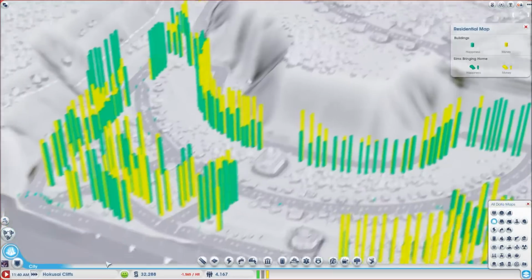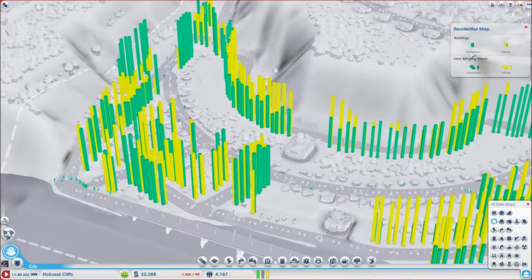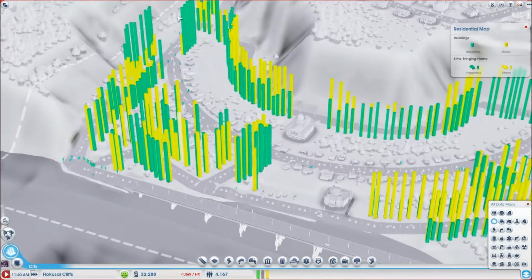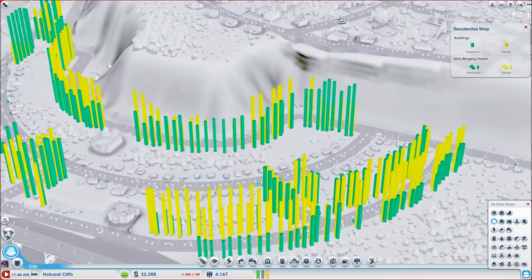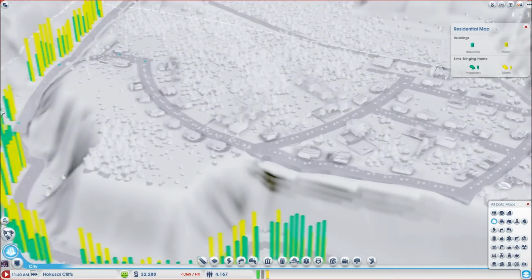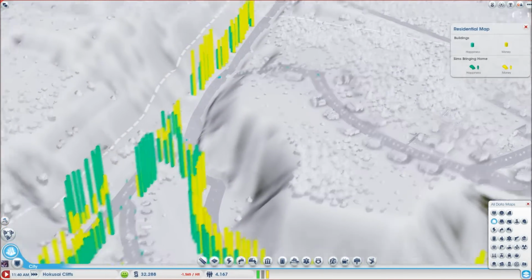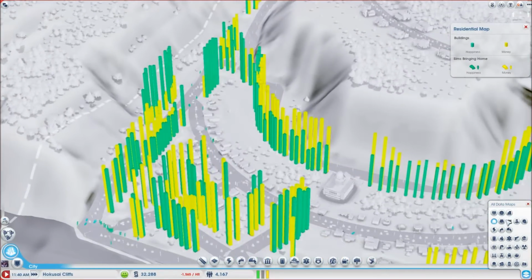Over here we've got our residential map, which shows the happiness of buildings versus the money they're making. All of them are pretty high. Happiness 19, happiness 9, you know. Not everyone's going to be the same, of course. But this is actually pretty decent, especially for the start of a game. Granted, I started with 1,000,000 simoleons because, hey, sandbox mode. But that's kind of what you're looking for. The higher the bar, the better in this map.